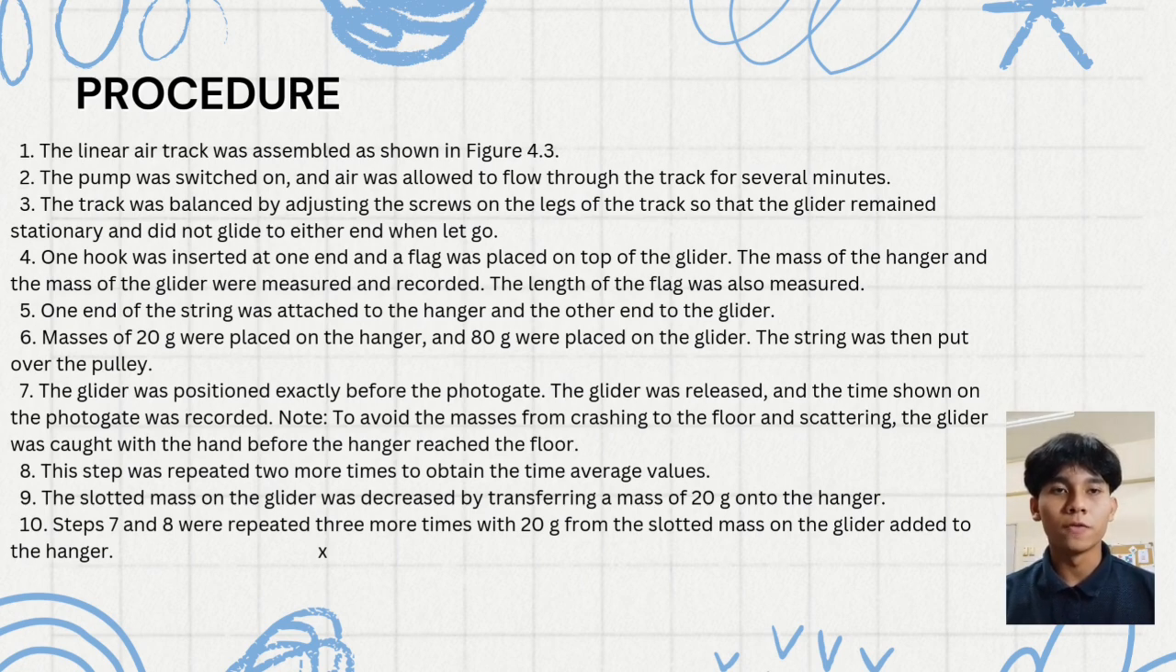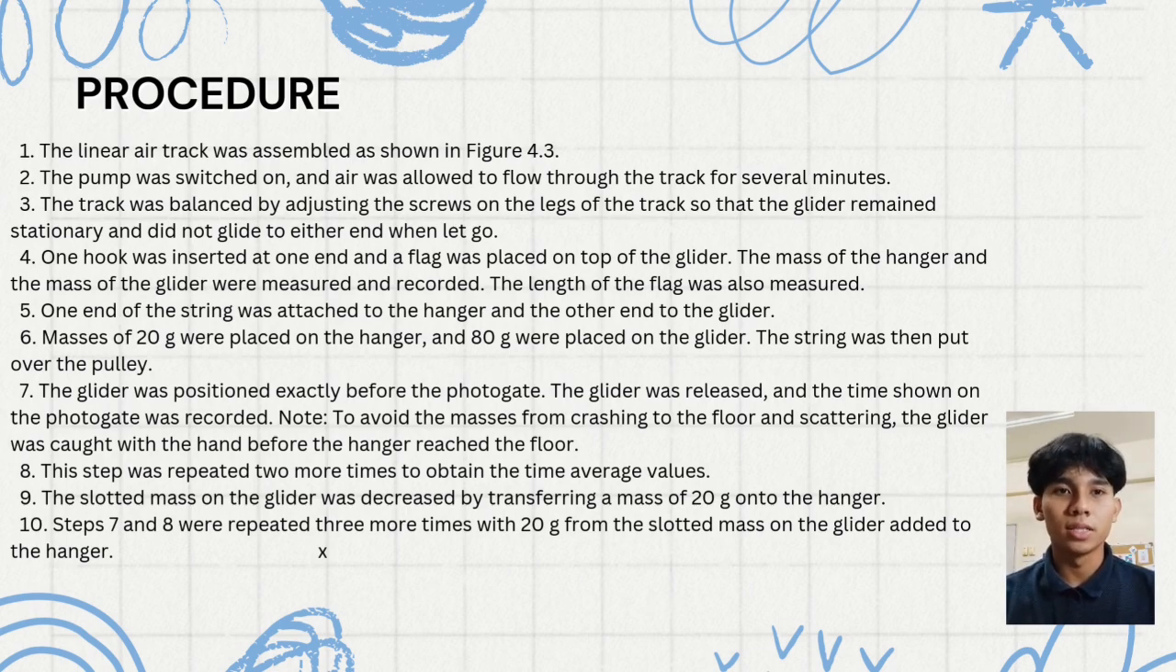Today I would like to share with you about the procedure for experiment 4. First thing first, we have to make sure that the linear air track was assembled as in the lab manual, as shown in figure 4.3. Then make sure that the pump was switched on and the air was allowed to flow through the track. Let it flow for several minutes.